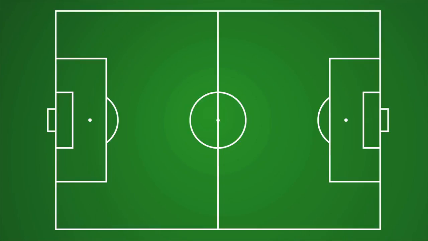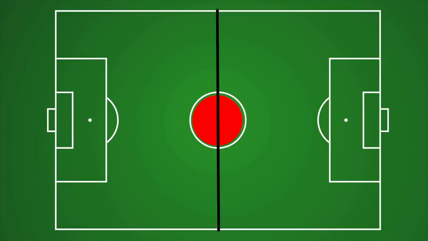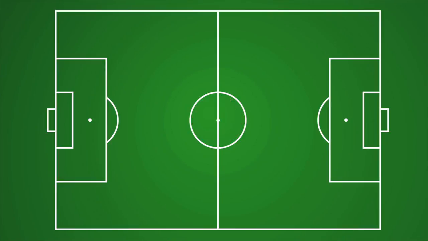In the middle of the pitch, there is a full circle. It is divided by the halfway line, which acts as a diameter. Also, on the corner flags, there is a quarter circle, which represents a 90-degree angle.